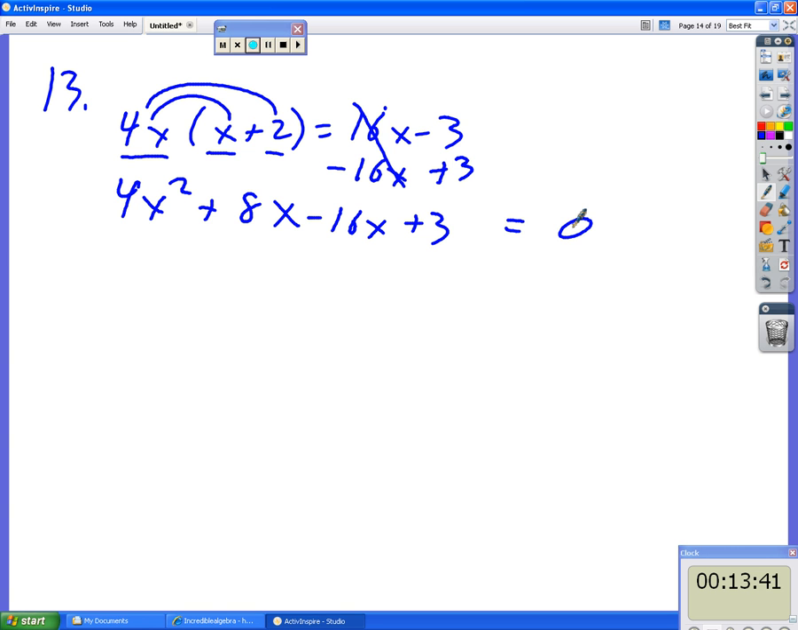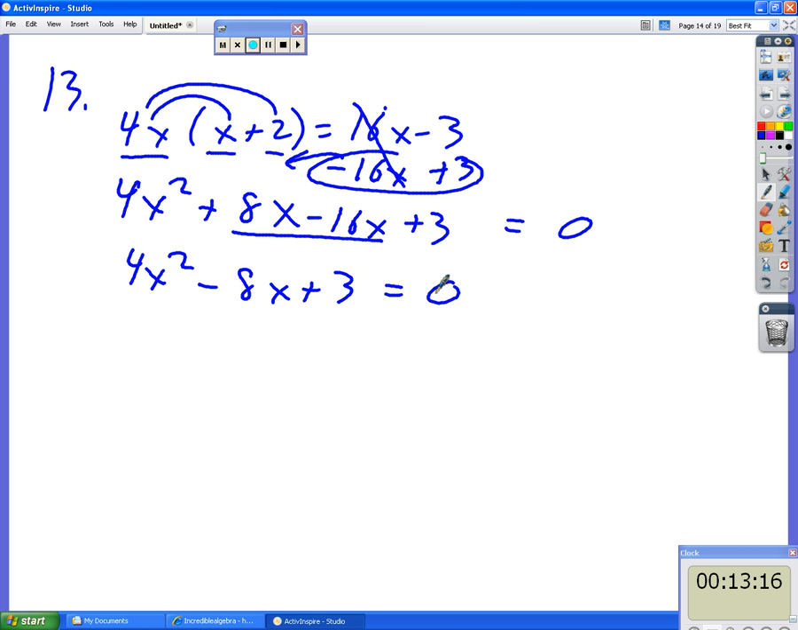I am moving both of these to the other side. I'm adding to both sides. I'm adding negative 16x to both sides, a plus 3 to both sides, and now I'm going to combine like terms. Well, the like terms are these two. So I now have 4x squared minus 8x plus 3 equals 0. And I'm going to factor.